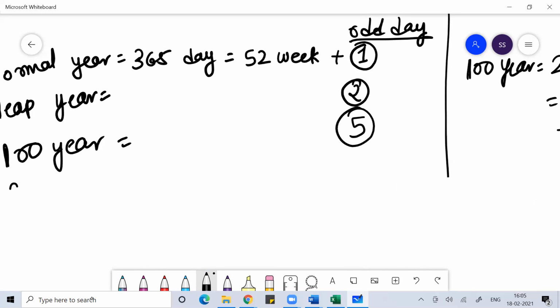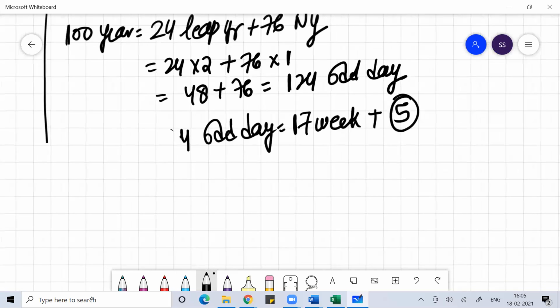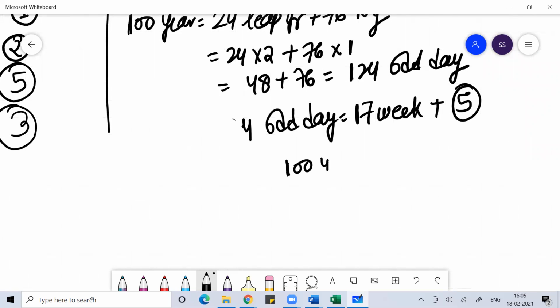If I ask you about 200 years, 200 years means 5 twos are 10. 100 years means 5, so 200 means 5 twos are 10, which means 10 extra days. 10 extra days means 1 week plus 3 extra days. Please understand, 100 years means 5 extra days, which means 5 odd days.